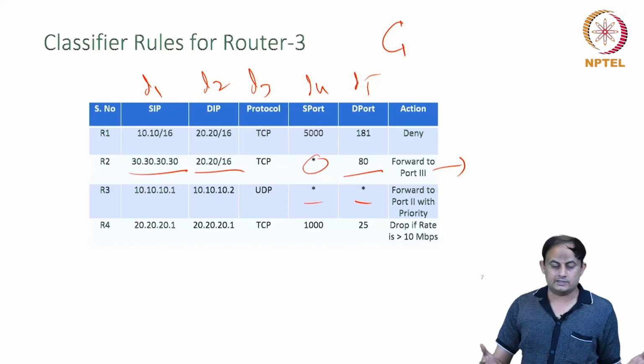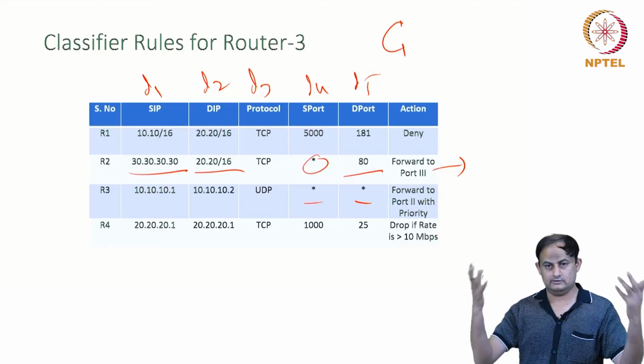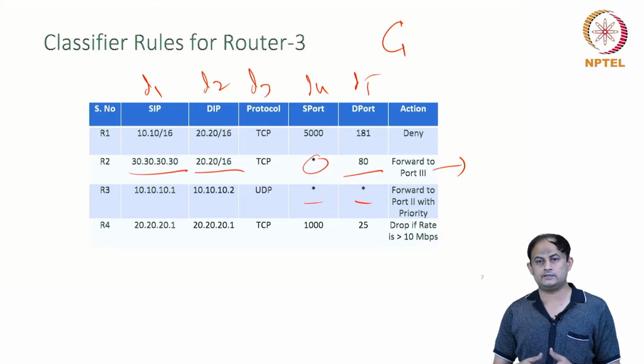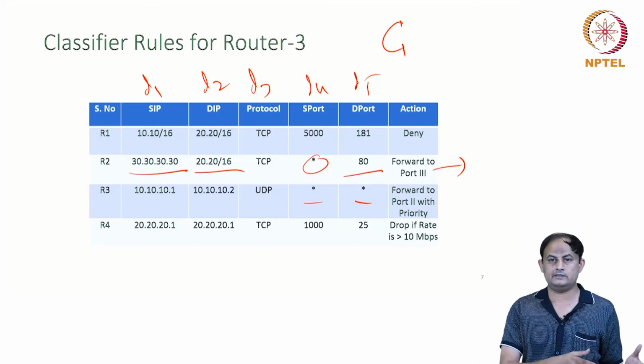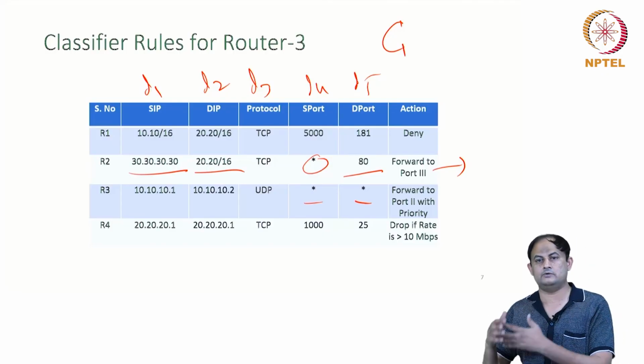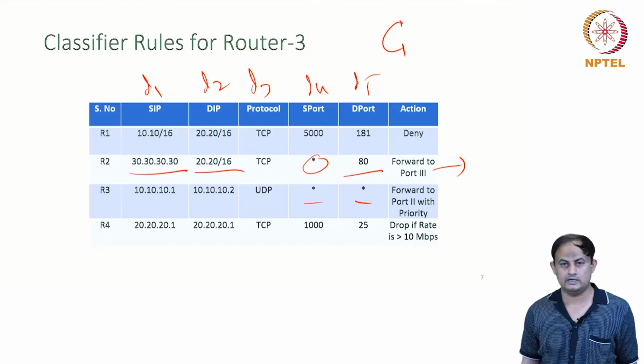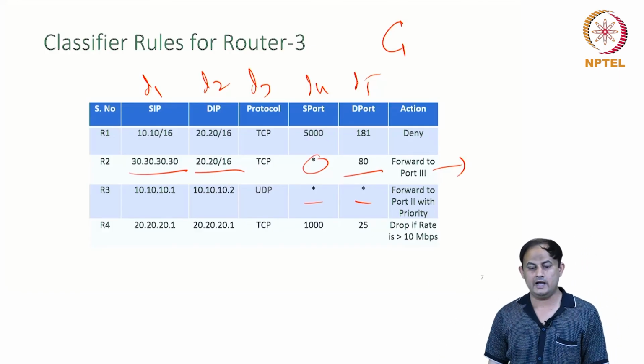So this collection of rules is called the classifier. When a classifier is inside the router, inspecting the packet header, doing this lookup operation and taking that action, that process is called classification, or more precisely, packet classification.